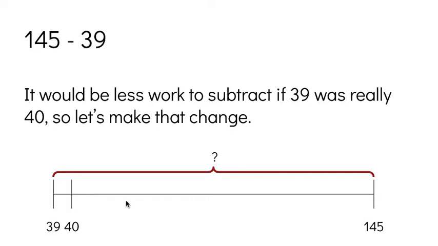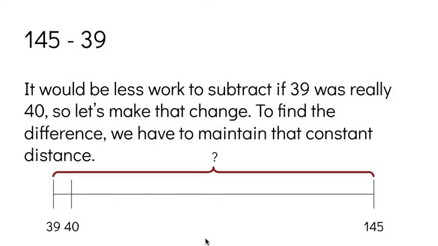But if I'm going to subtract, I can't just suddenly subtract 145 minus 40. You can see that would be a shorter distance. That would not be the same difference. So I'm going to have to maintain that constant distance. So I'm going to actually just shift that distance. I'm going to shift it so that it starts at 40, which means it's going to end at not 145, but rather 146.